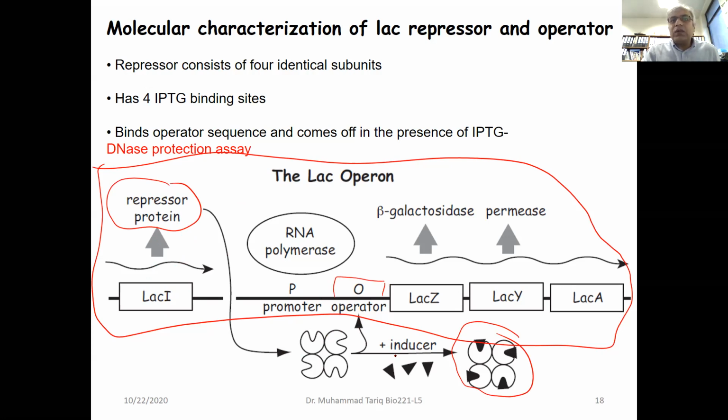You bring in lactose, the inducer, which is lactose or IPTG. It comes and binds to this allosteric binding site, the ligand binding site, and it removes the repressor from the operator, and RNA polymerase starts transcribing. And lacZ becomes now lacZ plus, lacY plus. In the absence of inducer, the repressor remains bound and the genes are off. Is it clear so far?